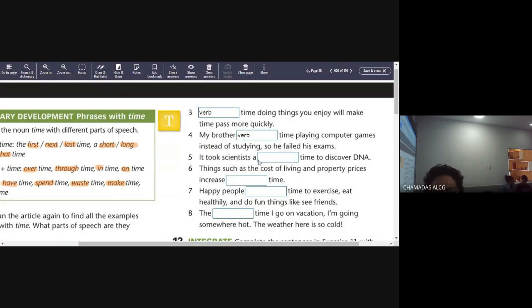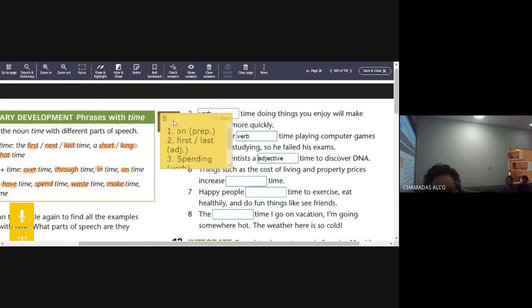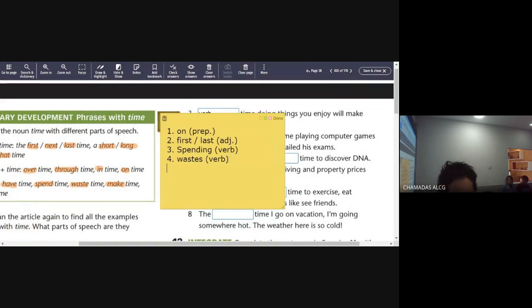It took scientists a long time to discover DNA. What is that? Adjective. Okay. So here, a long time. Then we put here.